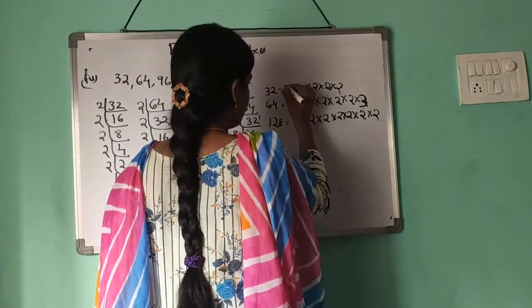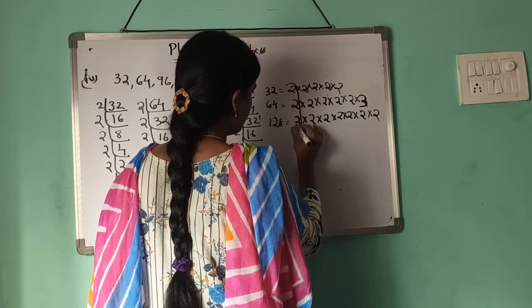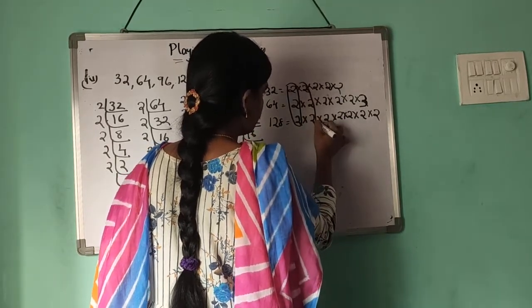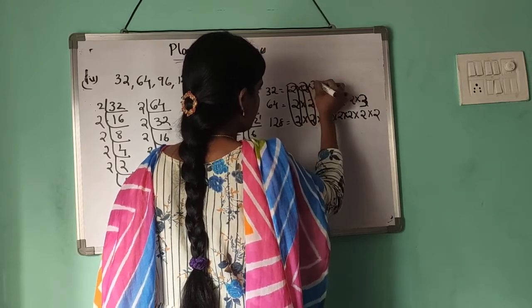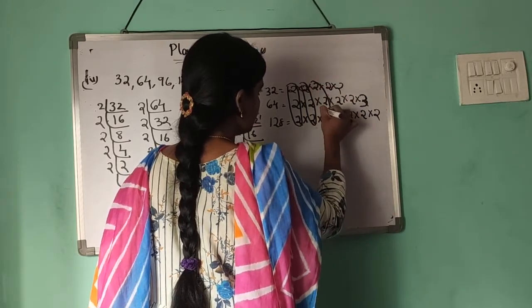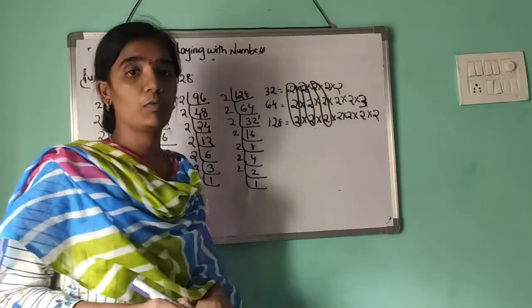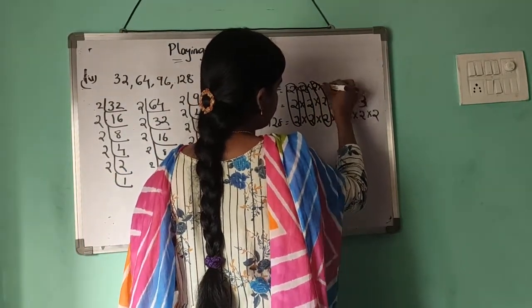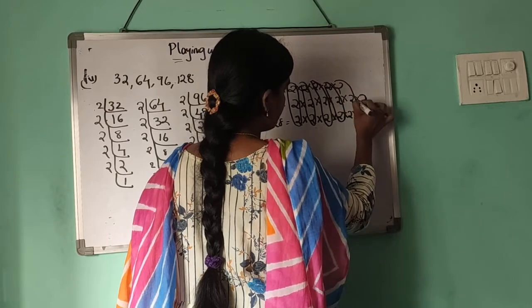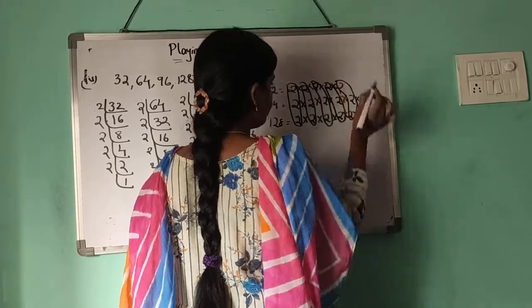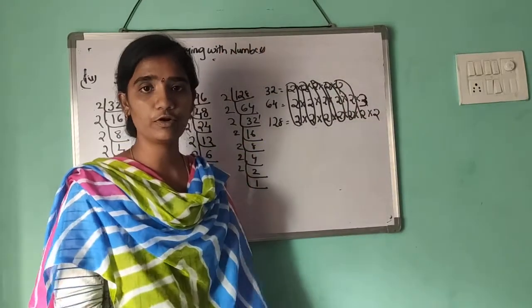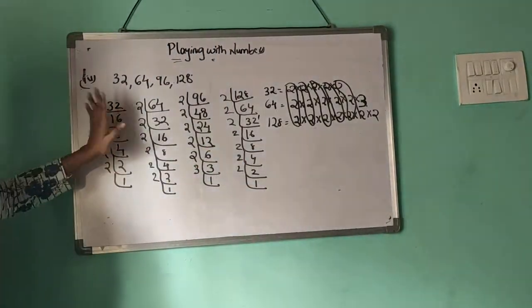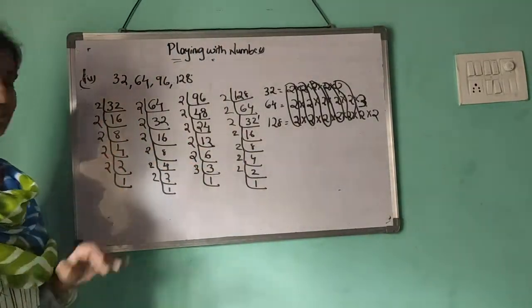These are common factors. 2 is there. This one also 2 is there. This one also 2 is there. This one also 2 is there. So how many 2s are there? 5 2s. In this, among these 4 numbers, how many common factors?